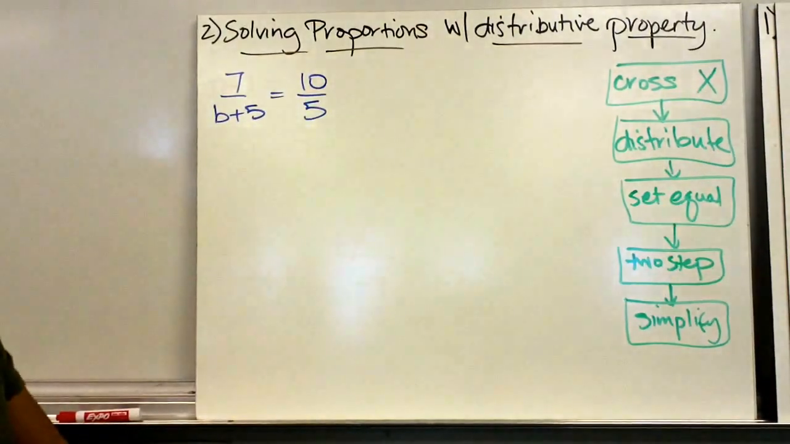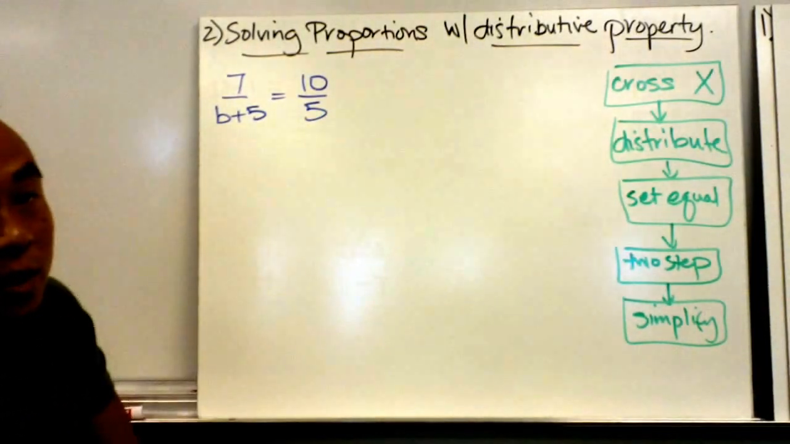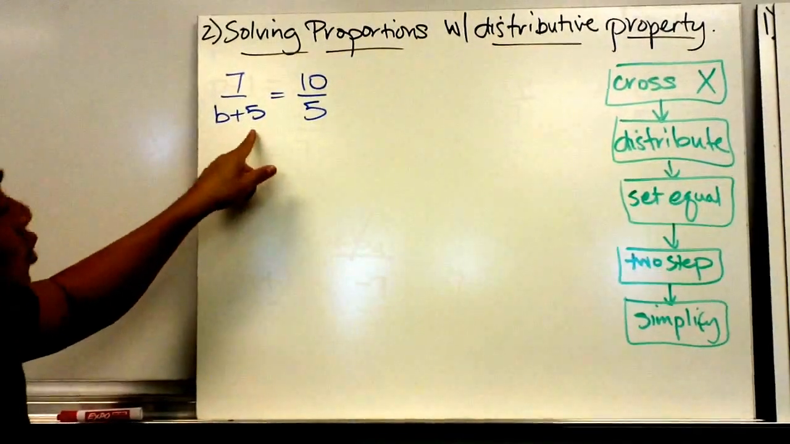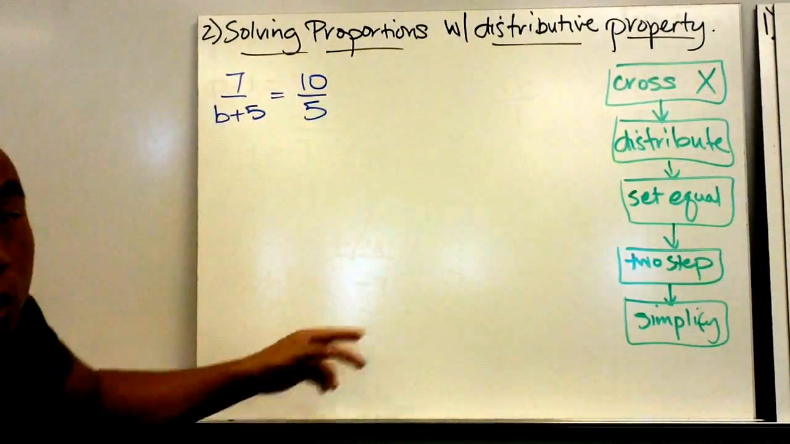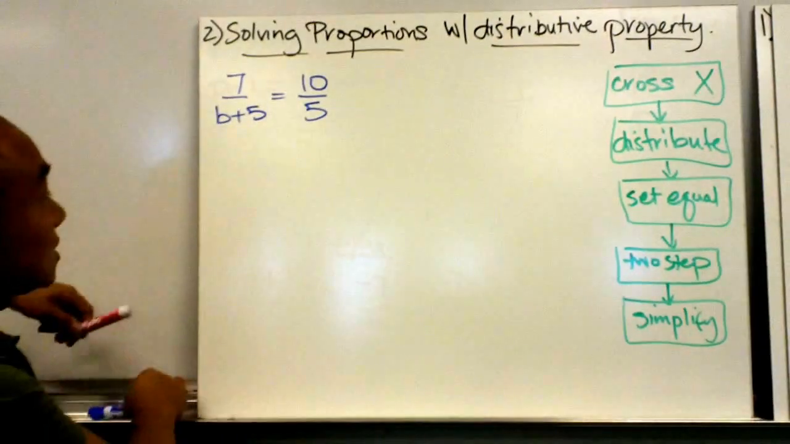Alright, so now, what happens if we have solving proportions with distributive property? And why do we have to do distributive property? Because we have 2 terms on this denominator instead of just 1 like the other ones. So we're going to do the same exact thing. So let me go ahead and set this up.